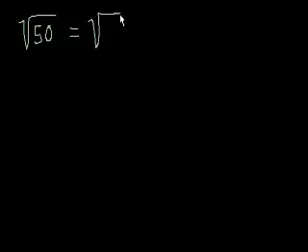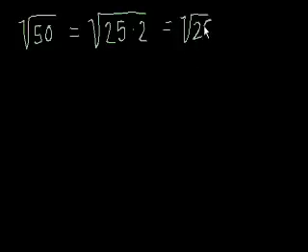The square root of 50. Well, the square root of 50 is the same thing as the square root of 25 times 2. And we know, based on what we just did, and this is really just an exponent rule, the square root of 25 times 2 is the same thing as the square root of 25 times the square root of 2. Well, we know what the square root of 25 is. That's 5. So that just equals 5 times the square root of 2.